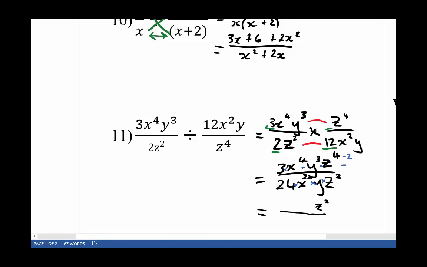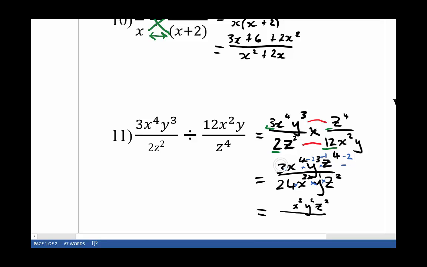y3, and there is an invisible y1 there. It's invisible just because mathematicians are lazy. So we're going to go 3, and there's a 1, so it's going to be 3 minus 1. So 3 minus 1 will be a y squared. And then x4 and x2, again, it'll be 4 minus 2. So 4 minus 2 is x squared.